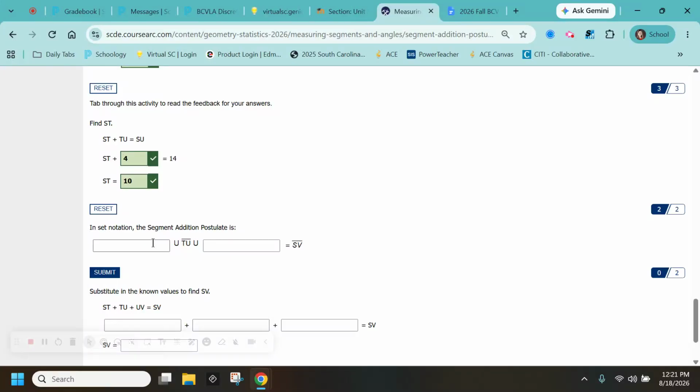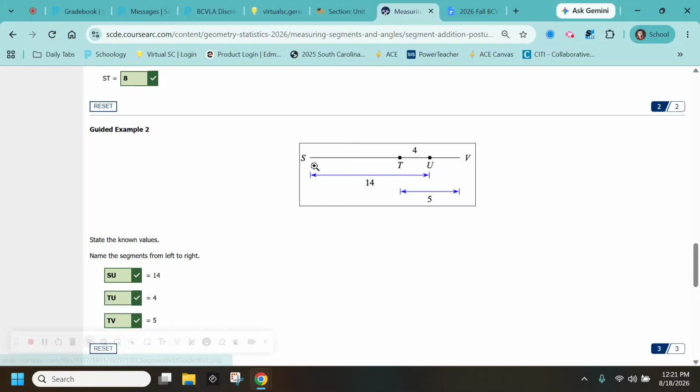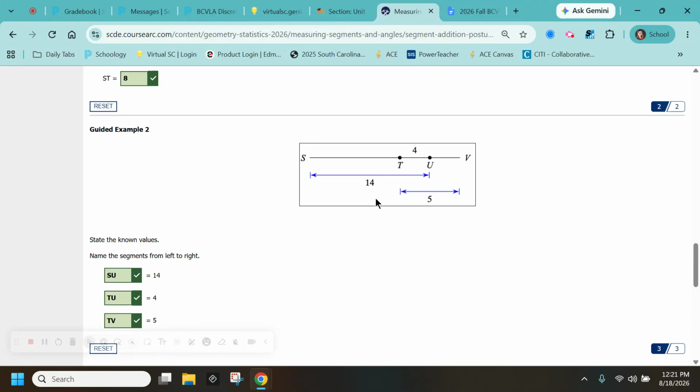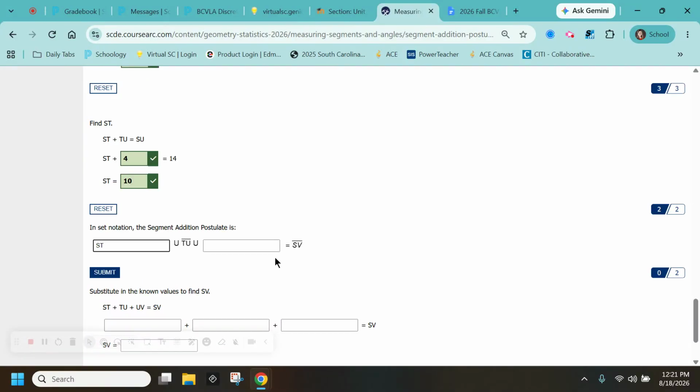In set notation, this just means union. And so we have, if we scroll back up, we have ST or TU or UV equal to the entire segment.